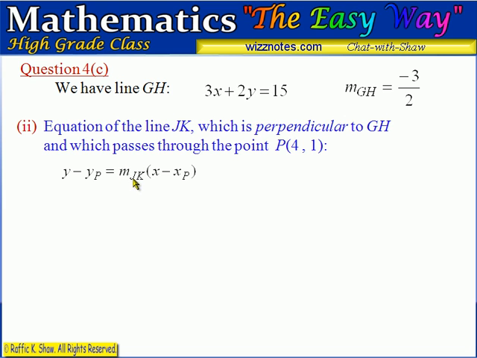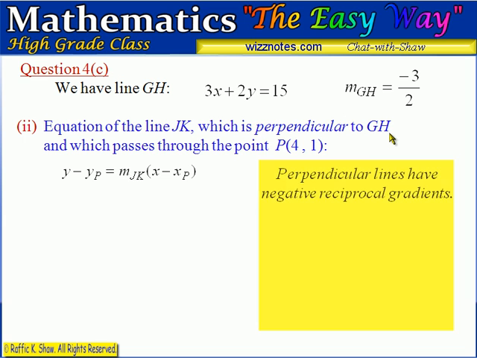So what we need to find now is the gradient, because we already have yP, we know that is 1, and xP, we know that is 4. So we need to find the gradient. But we're told that JK is perpendicular to GH, and we know the gradient of GH is negative 3 over 2. And so we can use the relationship between perpendicular lines where the gradient is concerned, and this is it. Perpendicular lines have negative reciprocal gradients. What we mean by that is that since JK is perpendicular to GH, the gradient of JK is the negative reciprocal of the gradient of GH.